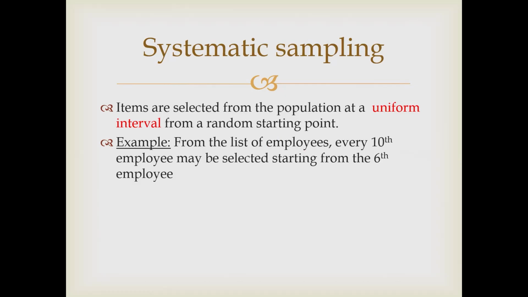But after that, we have a uniform interval. Every 10th employee or every 5th employee or every 100th employee after the starting point. So we are following a systematic method because we have a uniform interval. Therefore, this is called systematic sampling. This is a commonly used method provided you have a list.